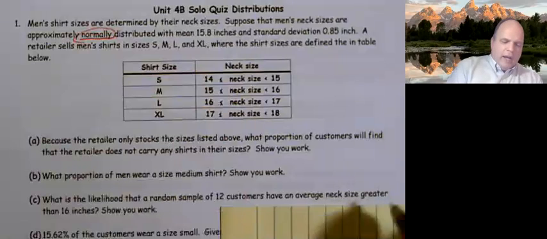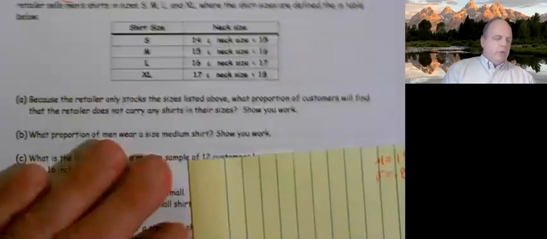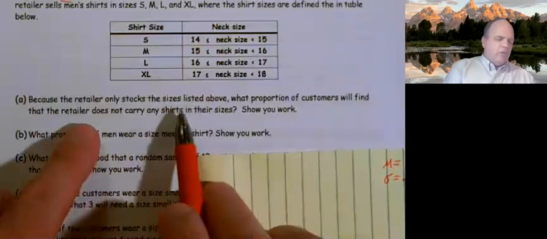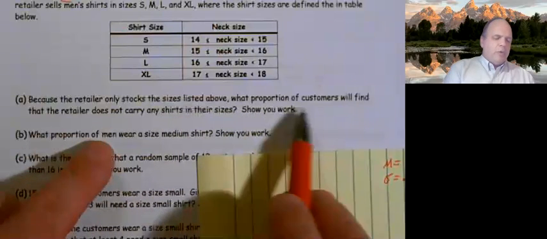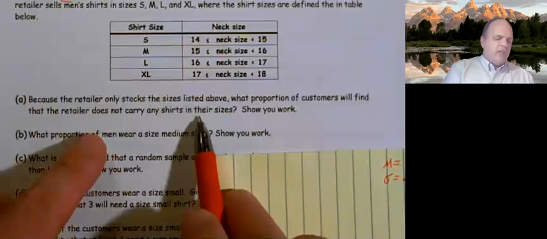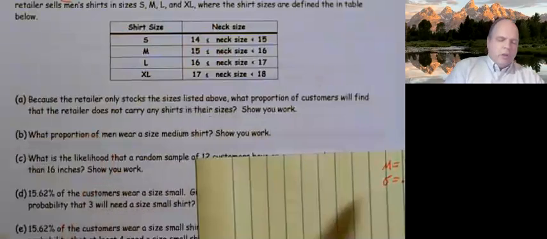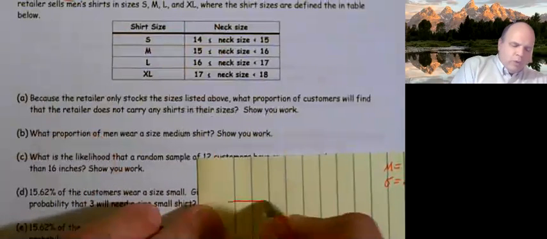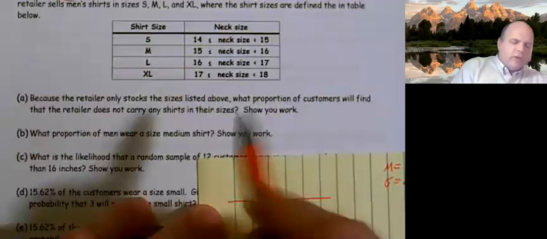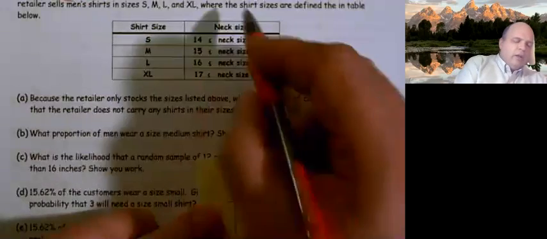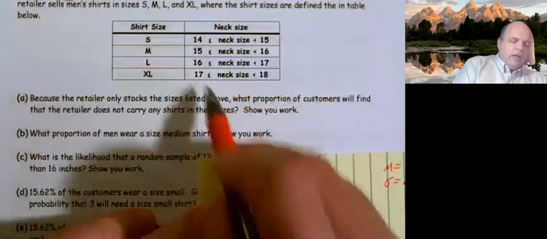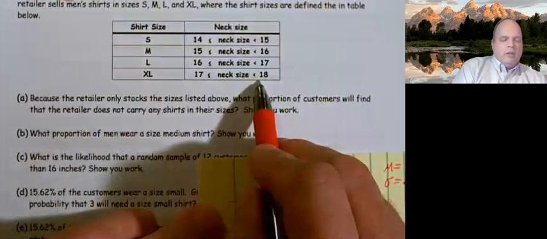All right, so we have a mean of 15.8, a standard deviation of 0.85. Just noting that down. Because the retailer only stocks the sizes listed above, what proportion of customers will find that the retailer does not carry any shirts in their sizes? Show your work. Okay, well, what does this look like? First off, what sizes don't they carry? They don't carry less than 14 and they don't carry greater than 18, right?